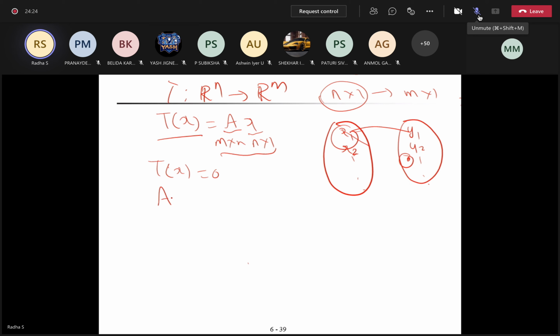What is T of x? Ax equal to 0. So what does Ax equal to 0 denote? It is a system of homogeneous equations. So how to solve the system of equations? The set of all x such that Ax equal to 0, right? So it is nothing but the null space of A. It is called the null space of A. Is it clear? We have studied this already.